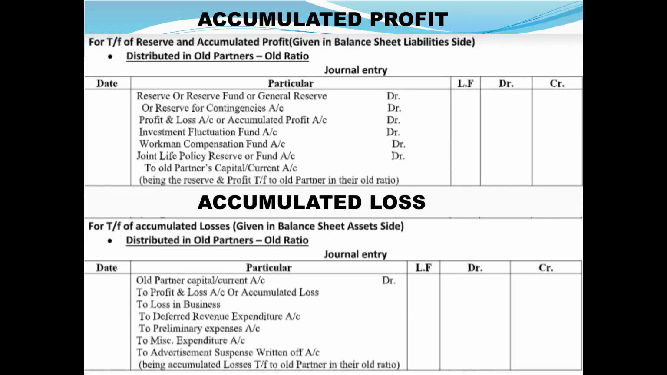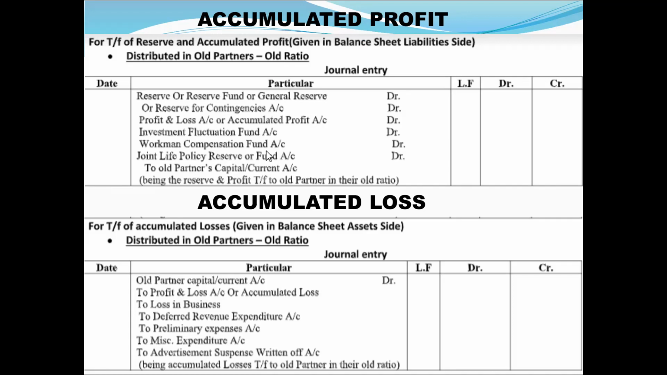Investment fluctuation fund means that if you suddenly meet an insufficient fund because you don't receive this year's dividend, to bear the situation, you create an investment fluctuation fund. This is also shared by the old partners in their old ratio.